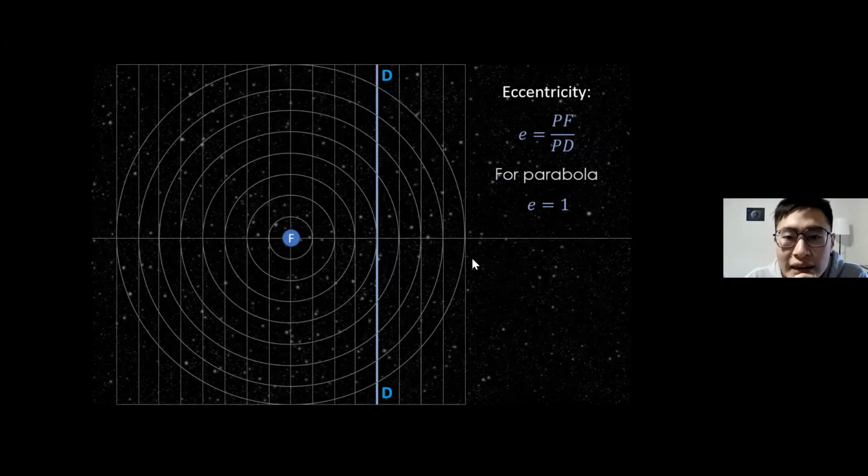Before I actually start animating the diagram, I will draw the first point. Let's look at this first point over here. This is one particular point P, where the ratio between PF and the perpendicular distance PD is actually 1. Can everybody see that?